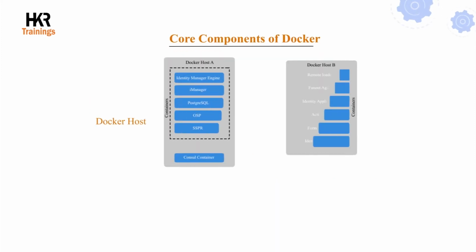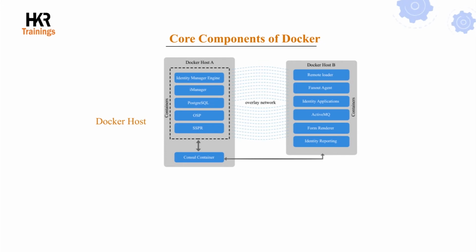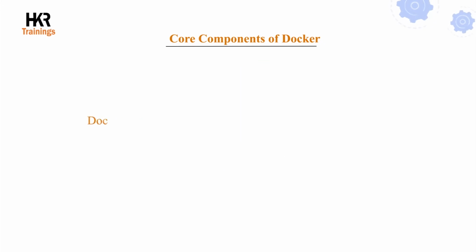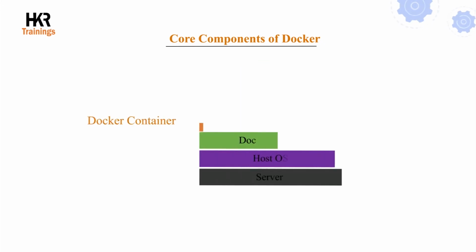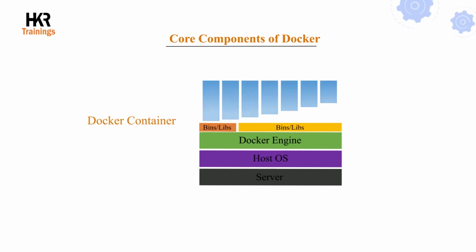Docker host: the machine on which Docker is installed and deployed is called the Docker host. Docker container: when you deploy the application on the host, it will create a logical entity to host that application. This logical entity is called a Docker container. A Docker container is a runtime instance of an image. It enables programmers to bundle applications with all necessary components, including libraries and other dependencies.